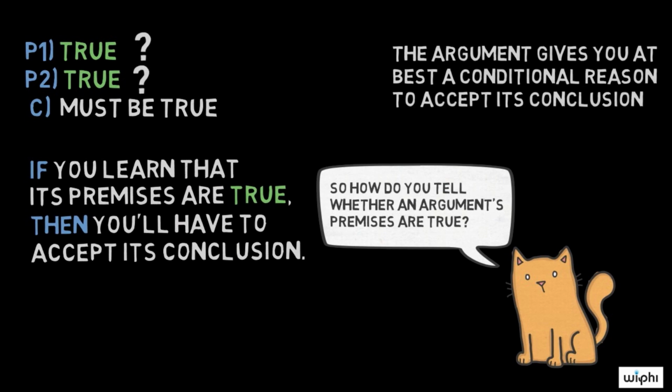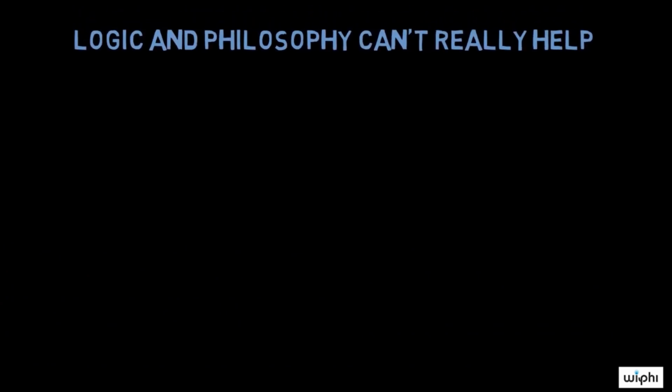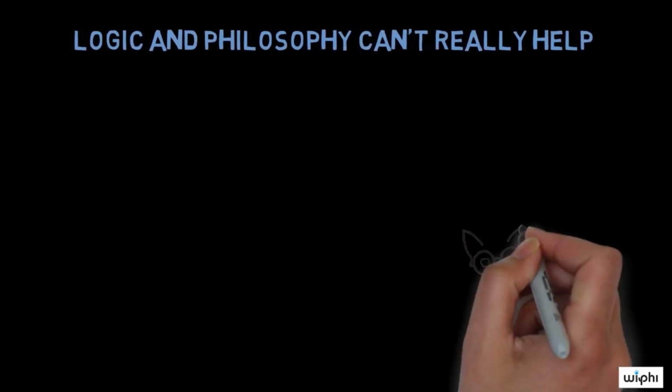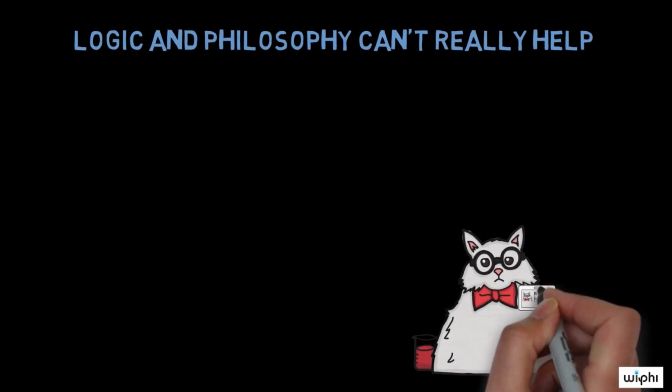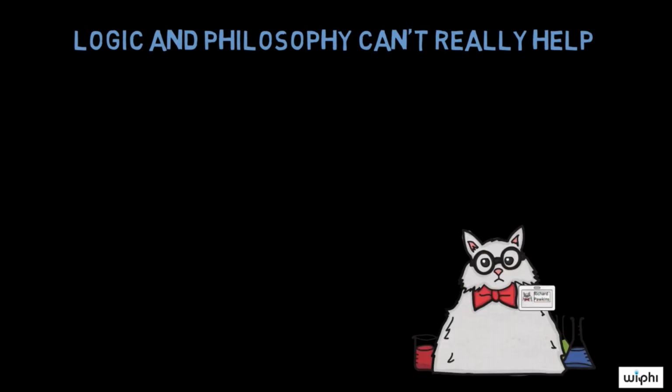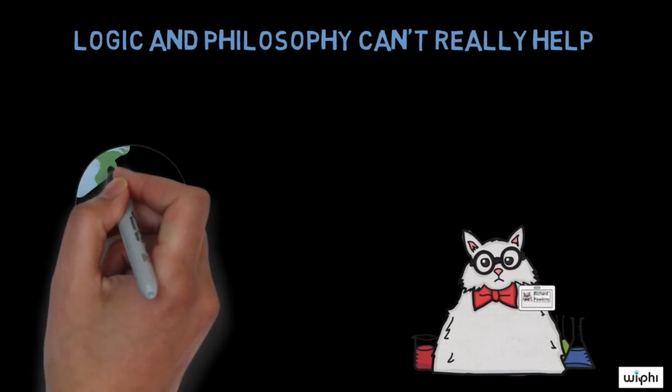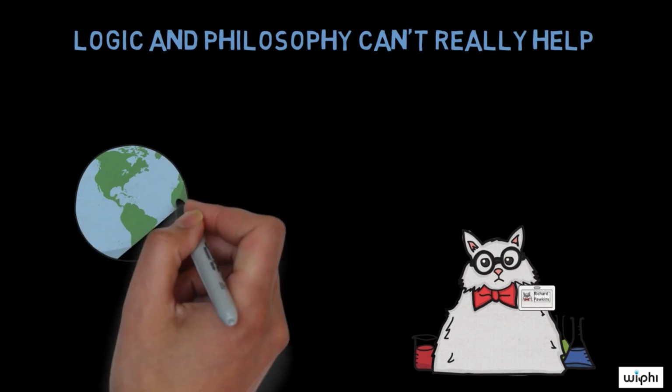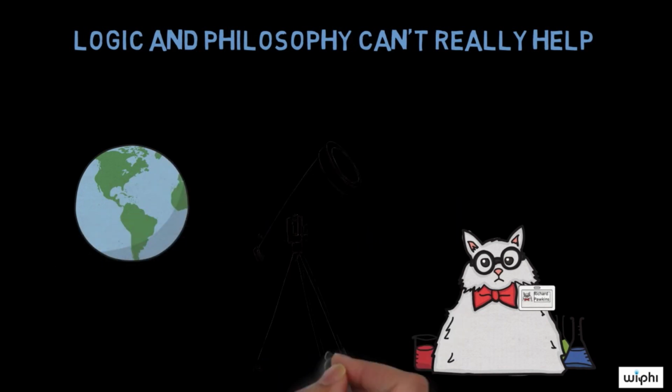So how do you tell whether an argument's premises are true? Well, this isn't the kind of thing logic or philosophy can give you much help with. To figure out whether an argument's premises are true, you need to do some research. This is one reason why being a good critical thinker requires more than just logical abilities. It also takes a lot of real-world empirical knowledge.